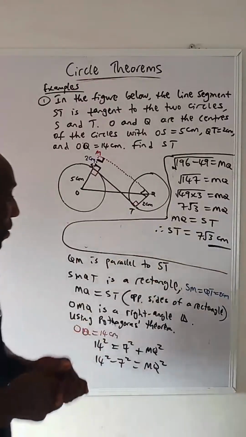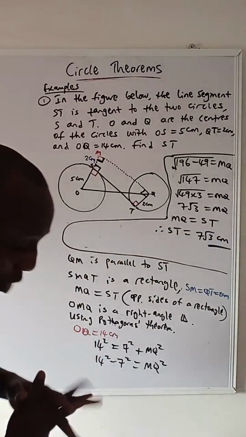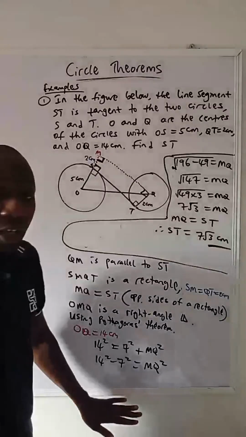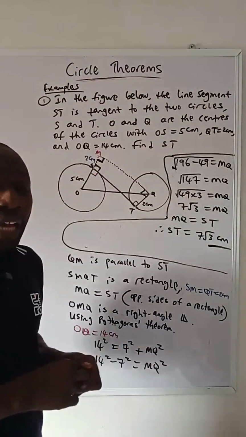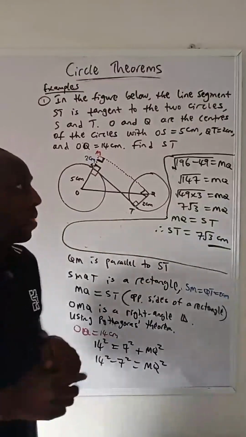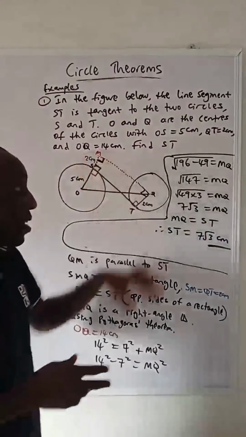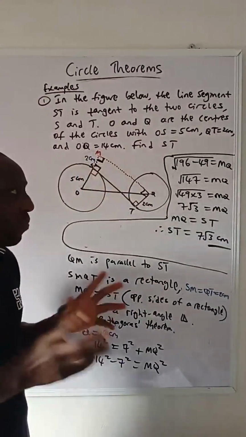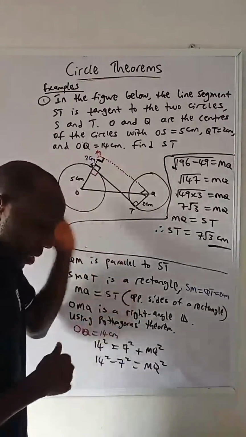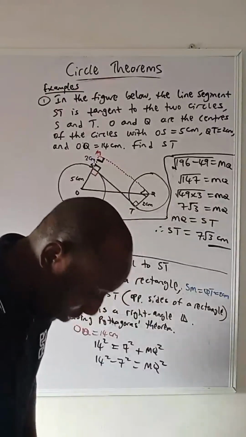So that's it. I don't know if you have any question before we move on. This is how I want us to do another question that will involve a direct common tangent. This one is transverse, but let's do another one that will involve a direct common tangent. If this is clear to you, type yes in the comment.